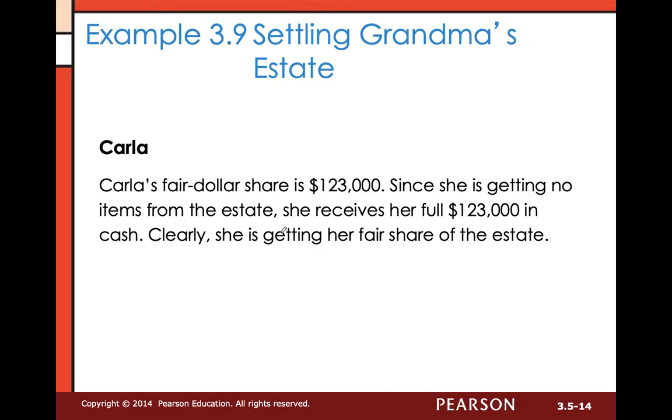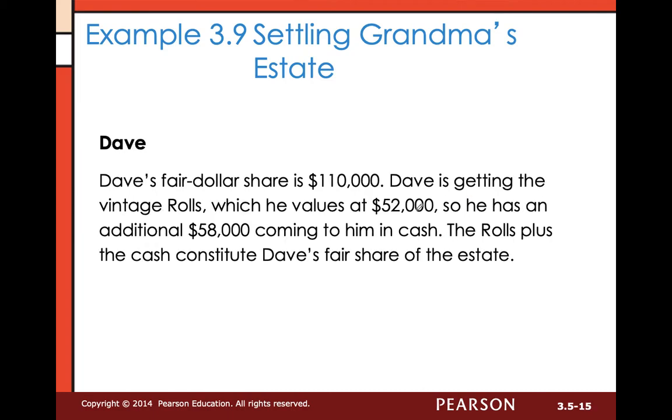All right, so for Carla, Carla's fair dollar share was $123,000. She got nothing from the estate though. So she's actually going to receive $123,000 in cash. So she's also getting her fair share of the estate. She's just getting it in terms of money rather than in terms of pieces or property.